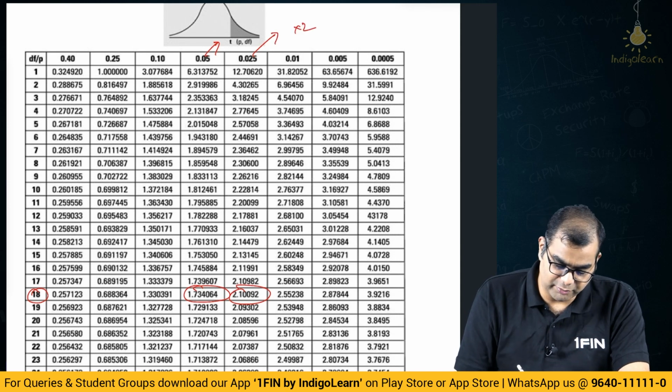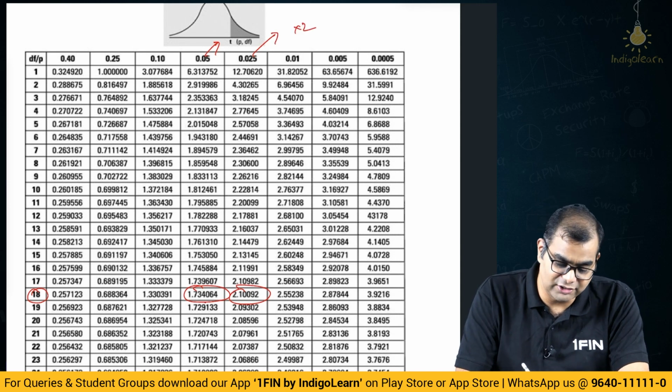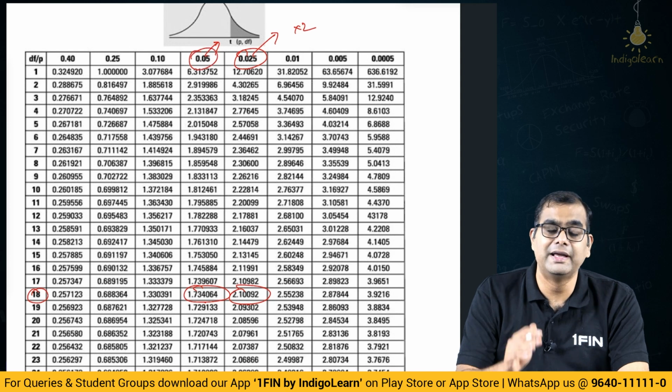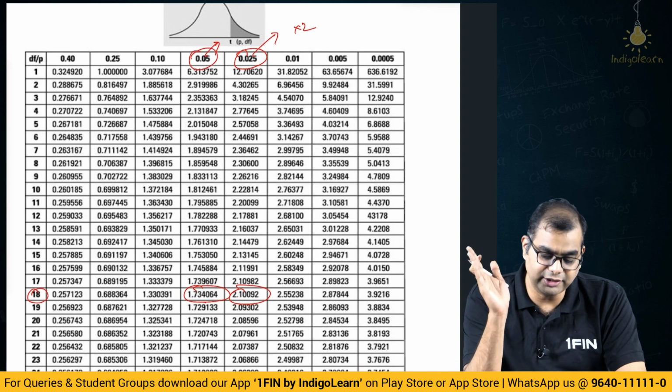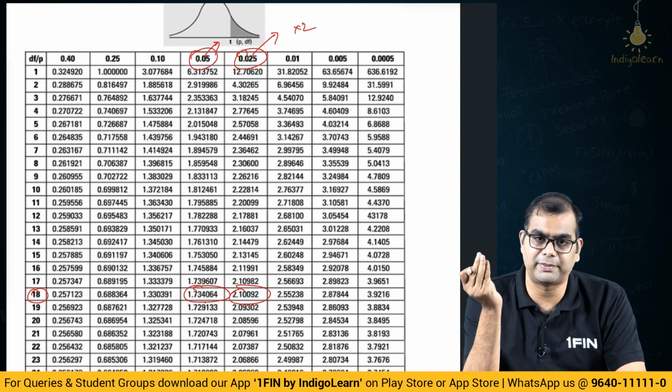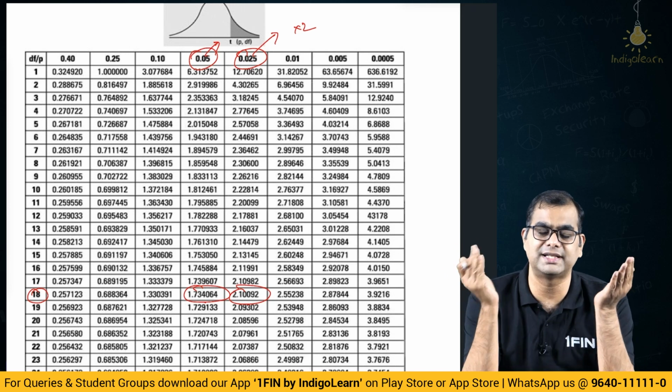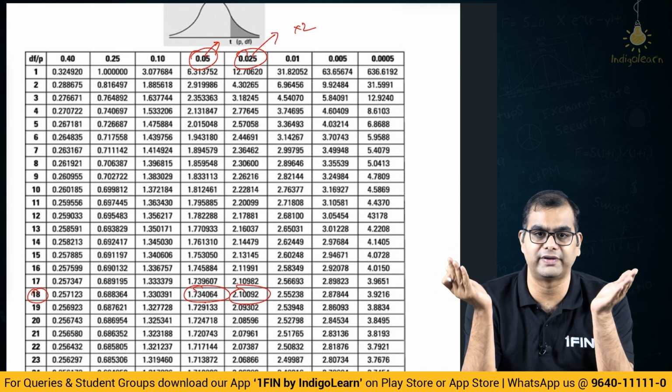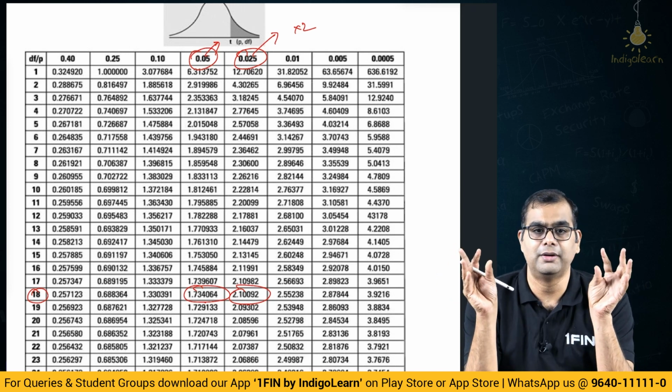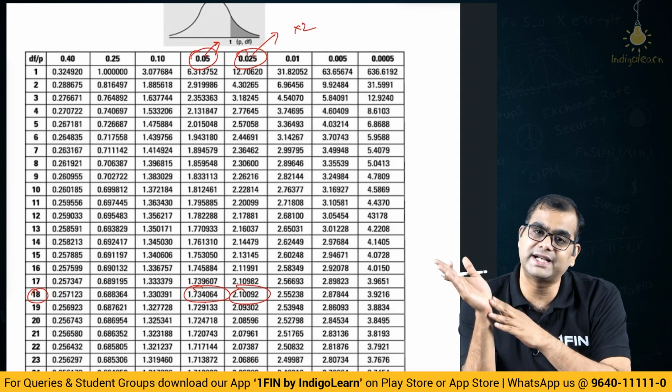So, here they have given 1.734 and 2.1, but the values correspond to 0.025 and 0.05. If it is 0.025, which is basically 2.5% on one side, it means on either side it is 2.5% and 2.5%. So, basically it means 5%. Both sides put together is 5%, so one side is 2.5%.